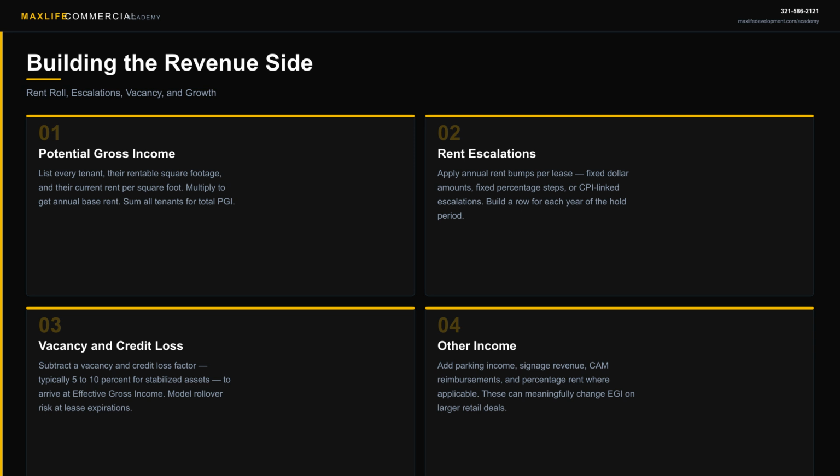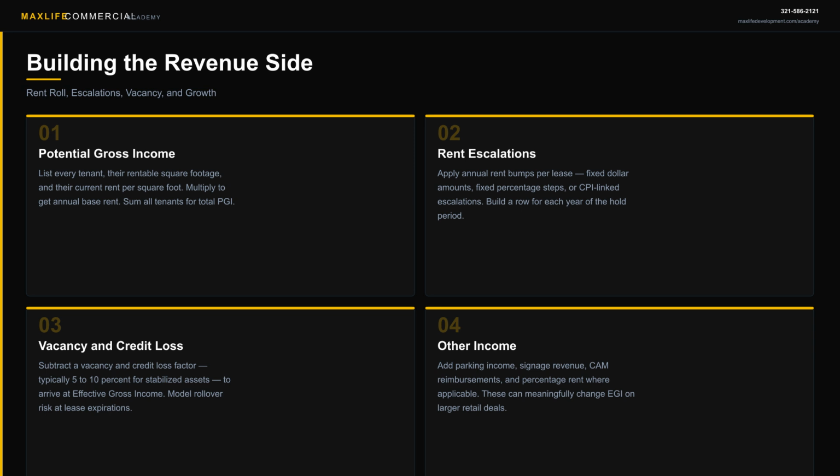From there, you need to project rent forward through your entire hold period, which is typically 5 or 10 years for a CRE acquisition. For each tenant, apply the rent escalation structure from their lease. If it is a triple net lease with 2% annual bumps, you write a formula that multiplies the prior year rent by 1.02. If the lease is fixed dollar steps, say rent jumps from $18 to $20 per foot in year 3, you model that as an IF statement that switches values at the right year.